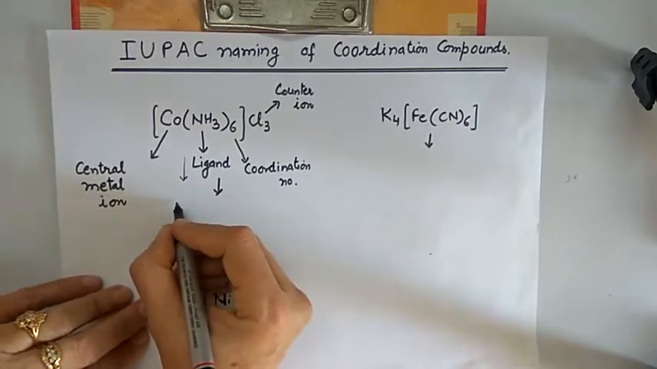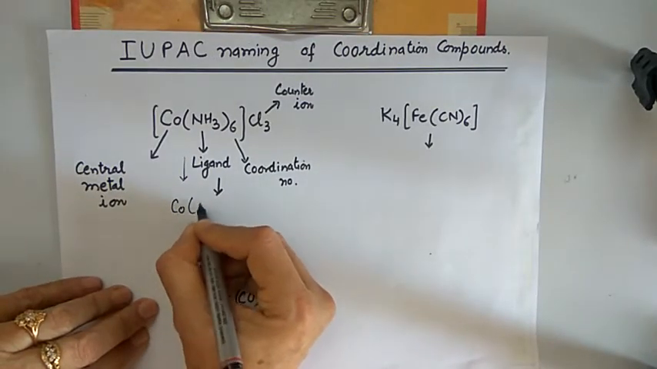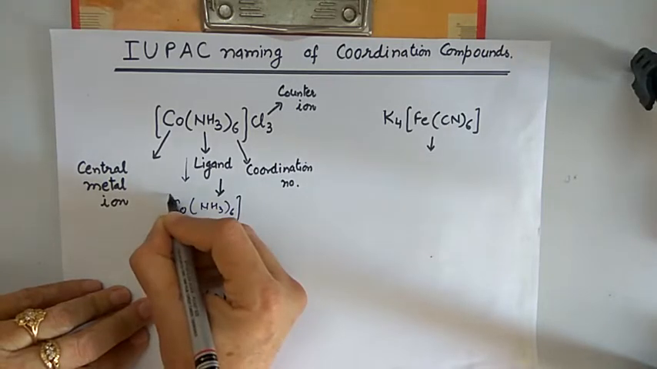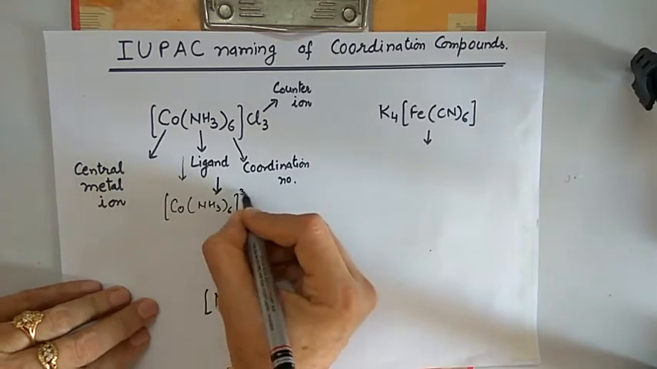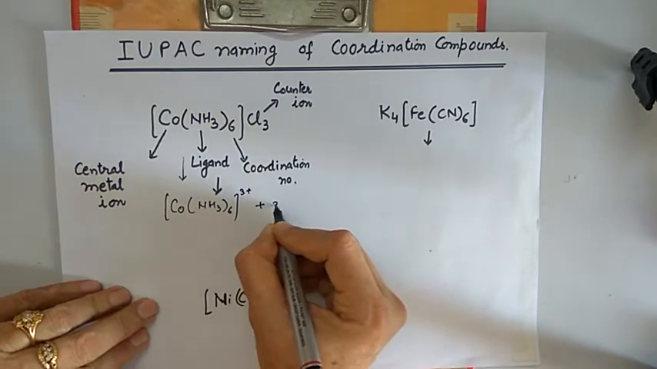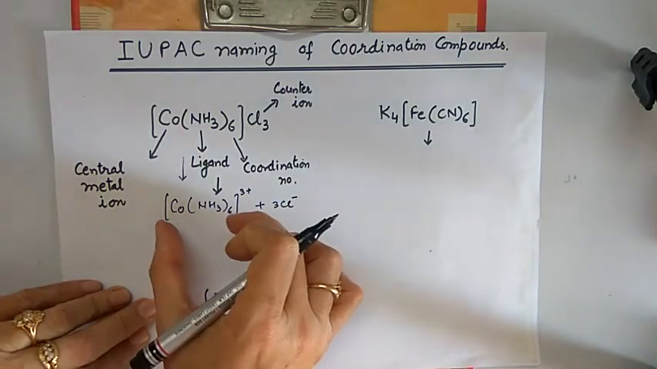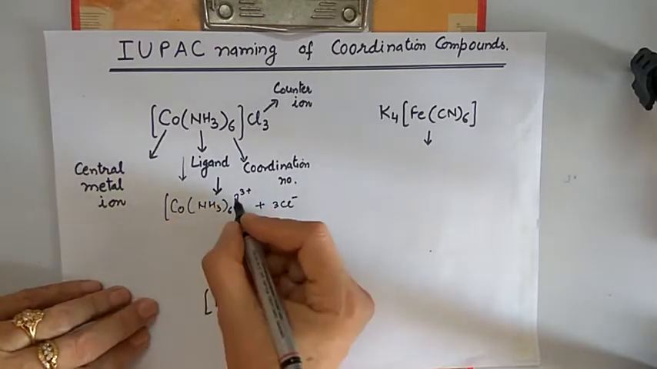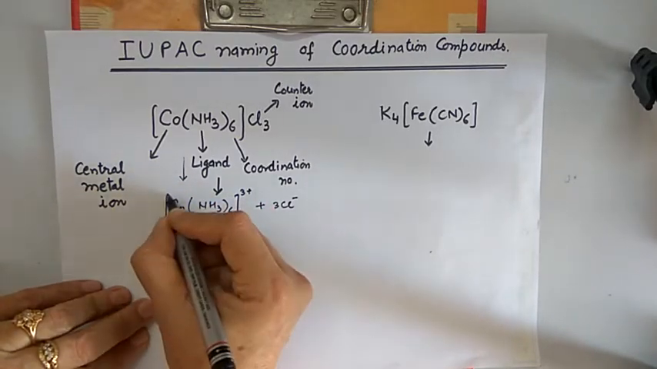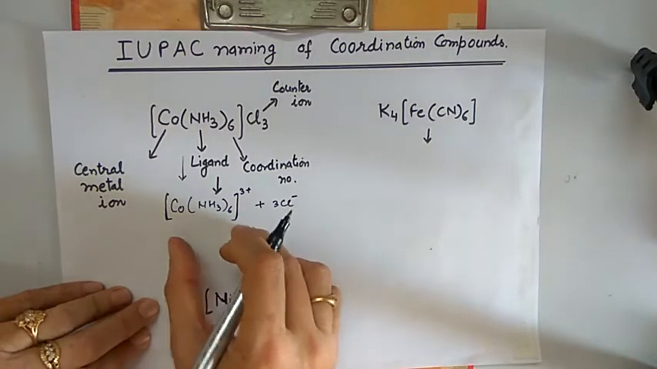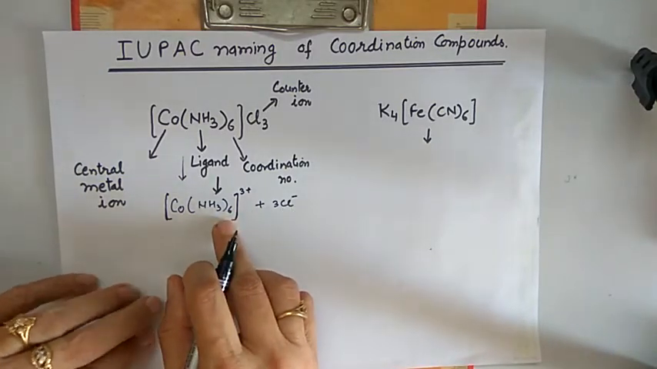ionizes, it gives us Co(NH3)6 3 positive plus 3 Cl negative. Means the part of the compound which has been kept in this bracket, it is the complex ion, and it is carrying positive charge.